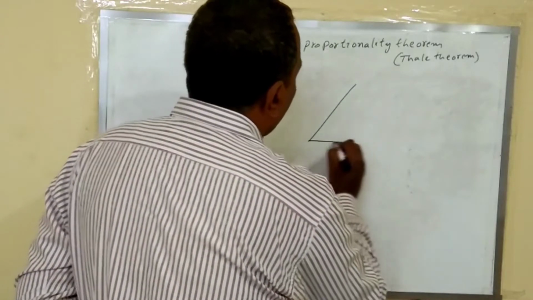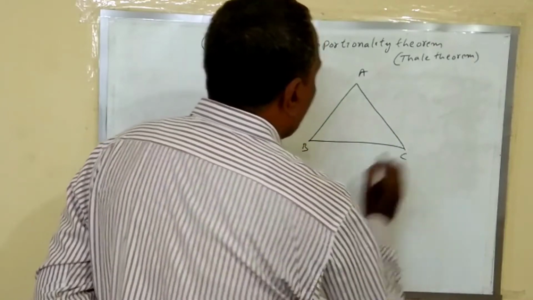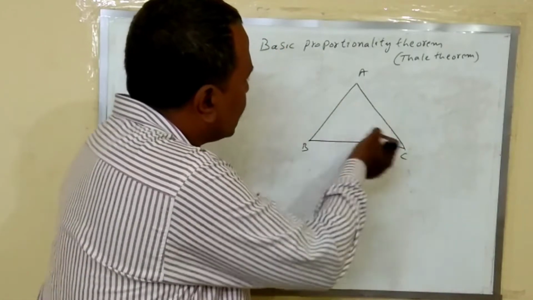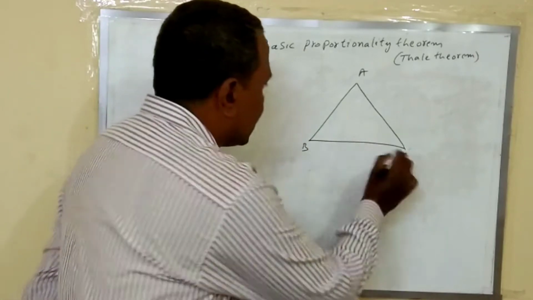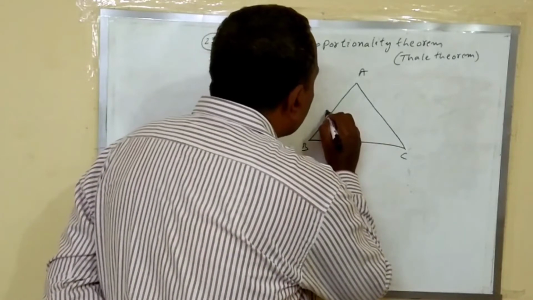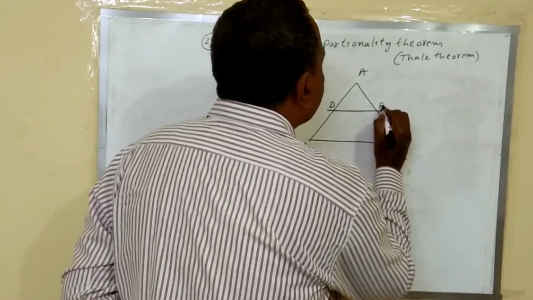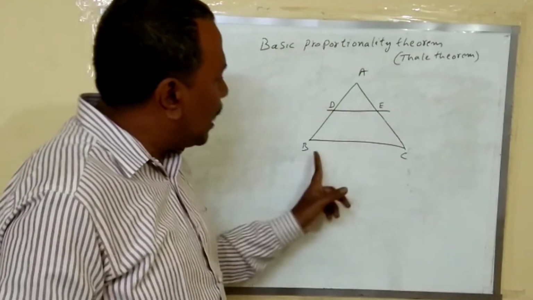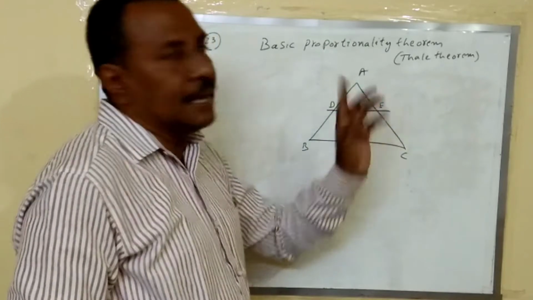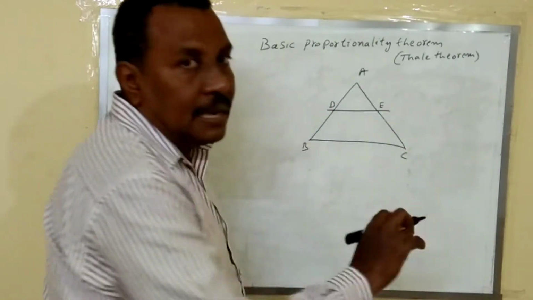Here you take a triangle ABC. This is a triangle ABC. I am drawing a line parallel to BC. You can choose any side, either AC or AB or BC. I choose BC. So I am drawing a line parallel to BC, and that line intersects the other two sides. You take the line as D and E. This DE is parallel to BC, and the DE intersects AB and AC at points D and E. Now this DE divides AB and AC in the same ratio.